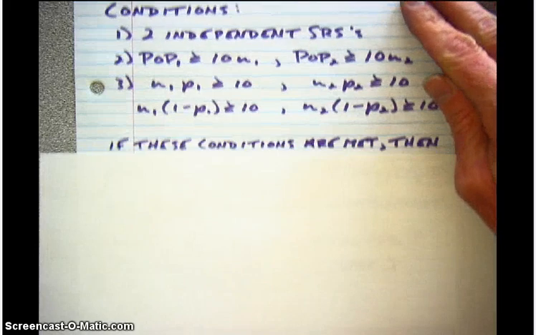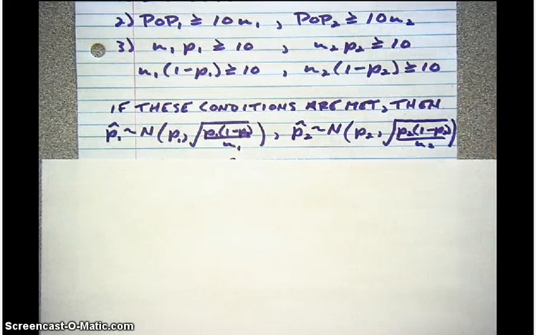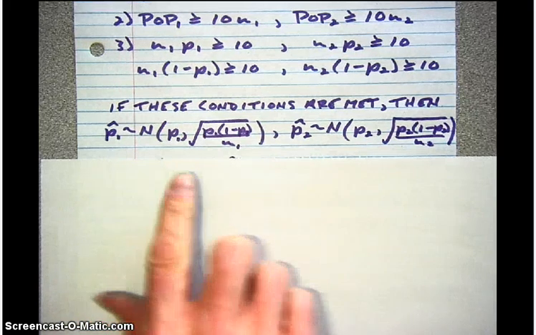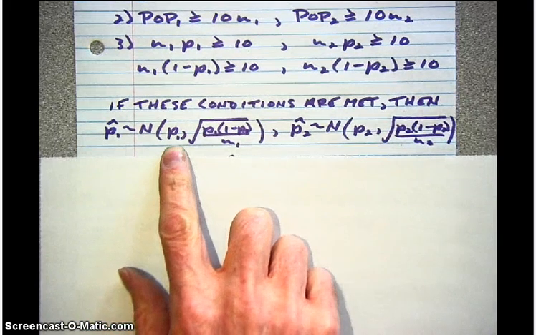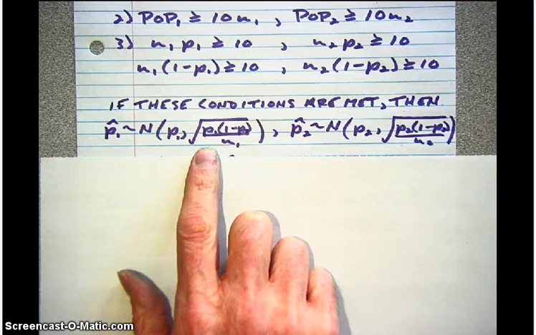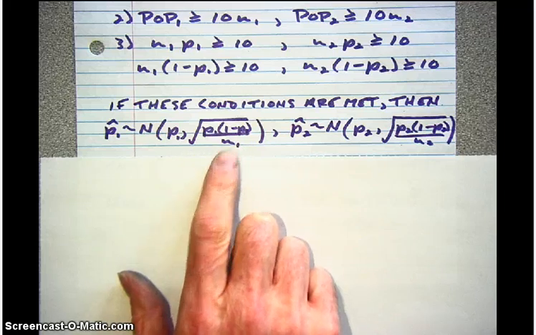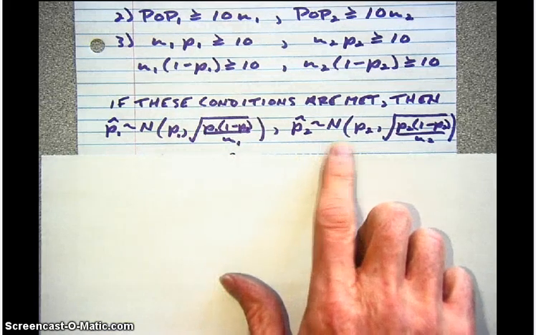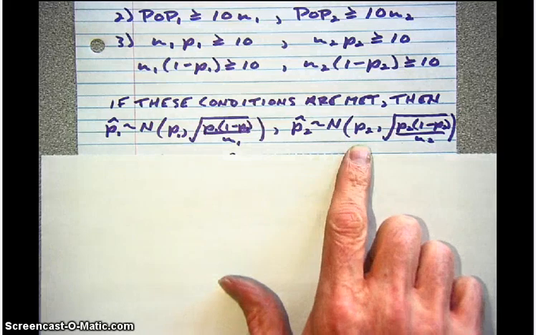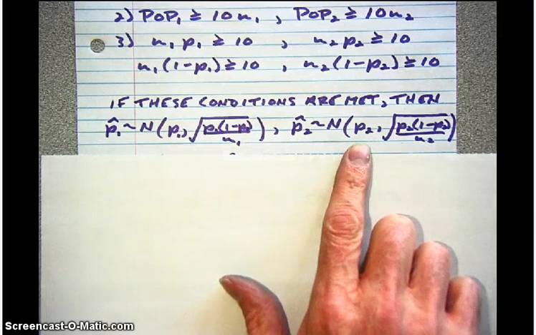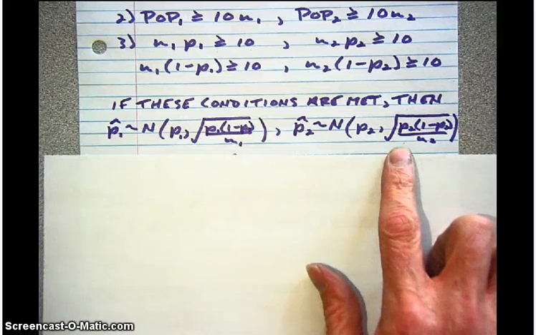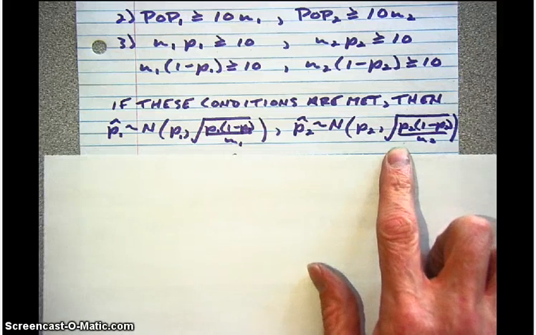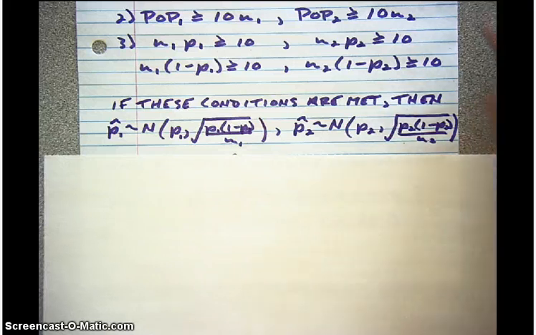Now, if these conditions are met, then we can say this about the sampling distributions for p1 hat and p2 hat. p1 hat will be normally distributed with the mean equal to p1, the true population proportion, and the standard deviation equal to the square root of p1 times 1 minus p1 over n1. And p2 hat will have a similar distribution, will also be normal, with a mean of p2, its corresponding population proportion, and the standard deviation of the square root of p2 times 1 minus p2 over n2.